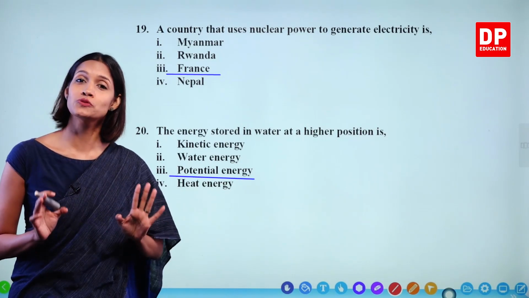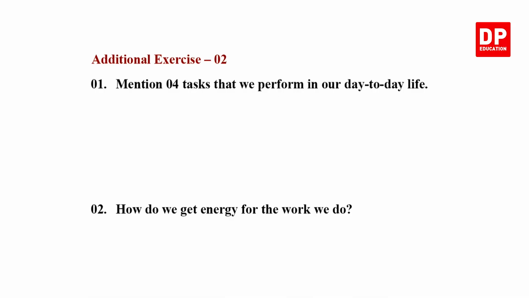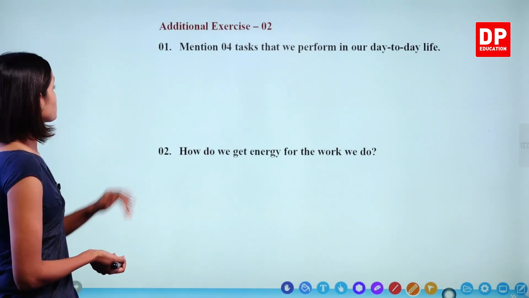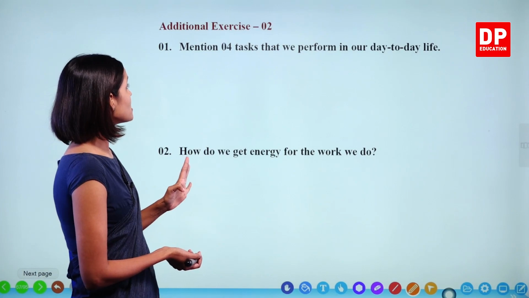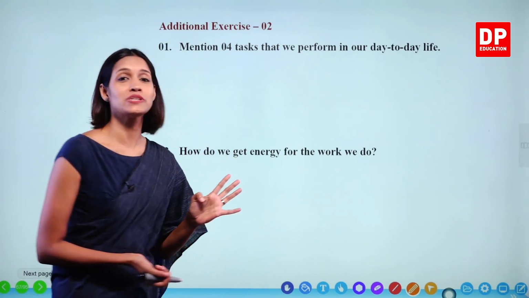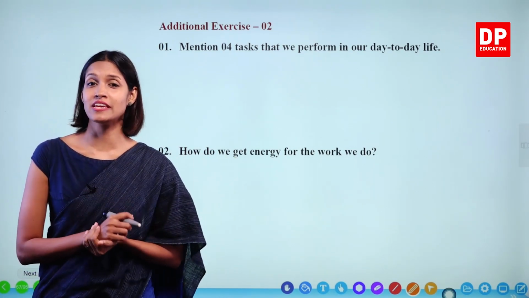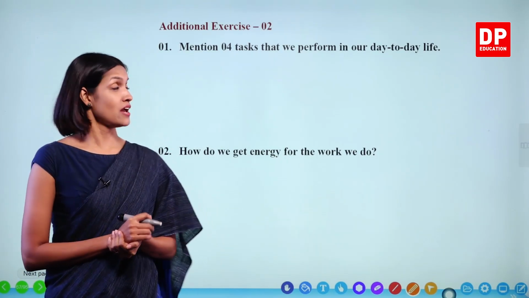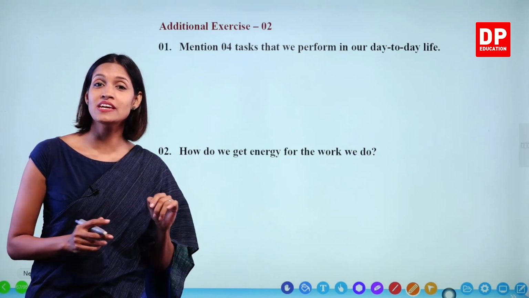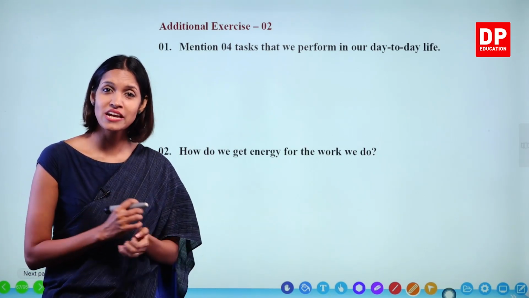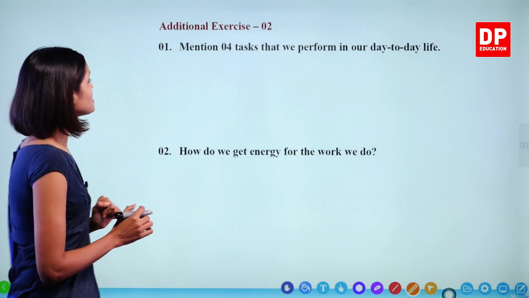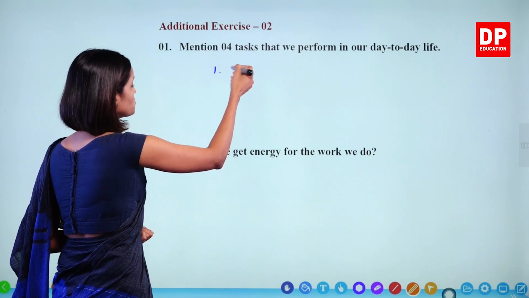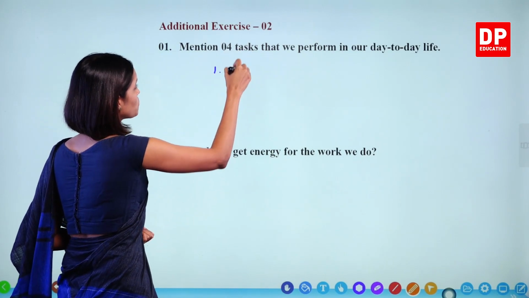We are going to do additional exercise 2. Right, exercise number 2, question number 1. Mention 4 tasks that we perform in our day-to-day life. What are the activities that we engage in in our day-to-day life? There are a lot of activities, children. And we learned that to do these activities, we need energy, right? So shall we write some examples? Mention 4 tasks. So when you go to school, you will have to walk, right? Walking.